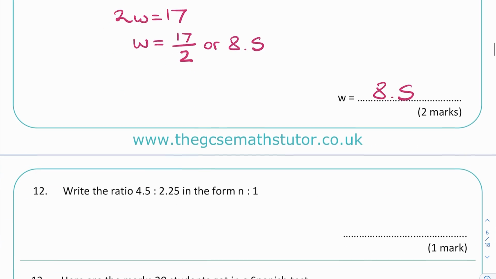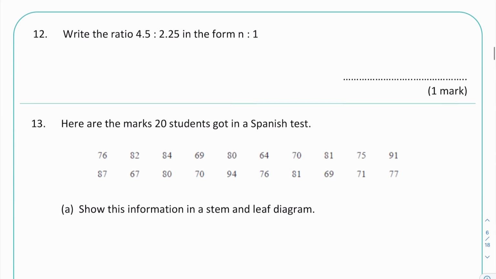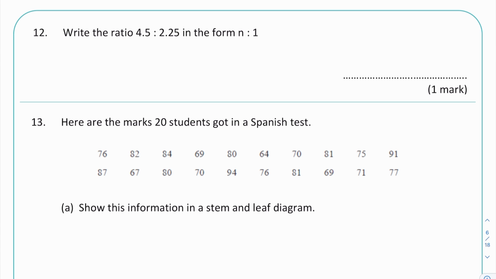Okay, so that was some solving equations, and for question 12 we have writing a ratio in the form n to 1. When we need to do this, you just need to divide the number in the place of the 1 by whatever that number is. So in this case it's 2.25. So we need to divide both of these numbers by 2.25.